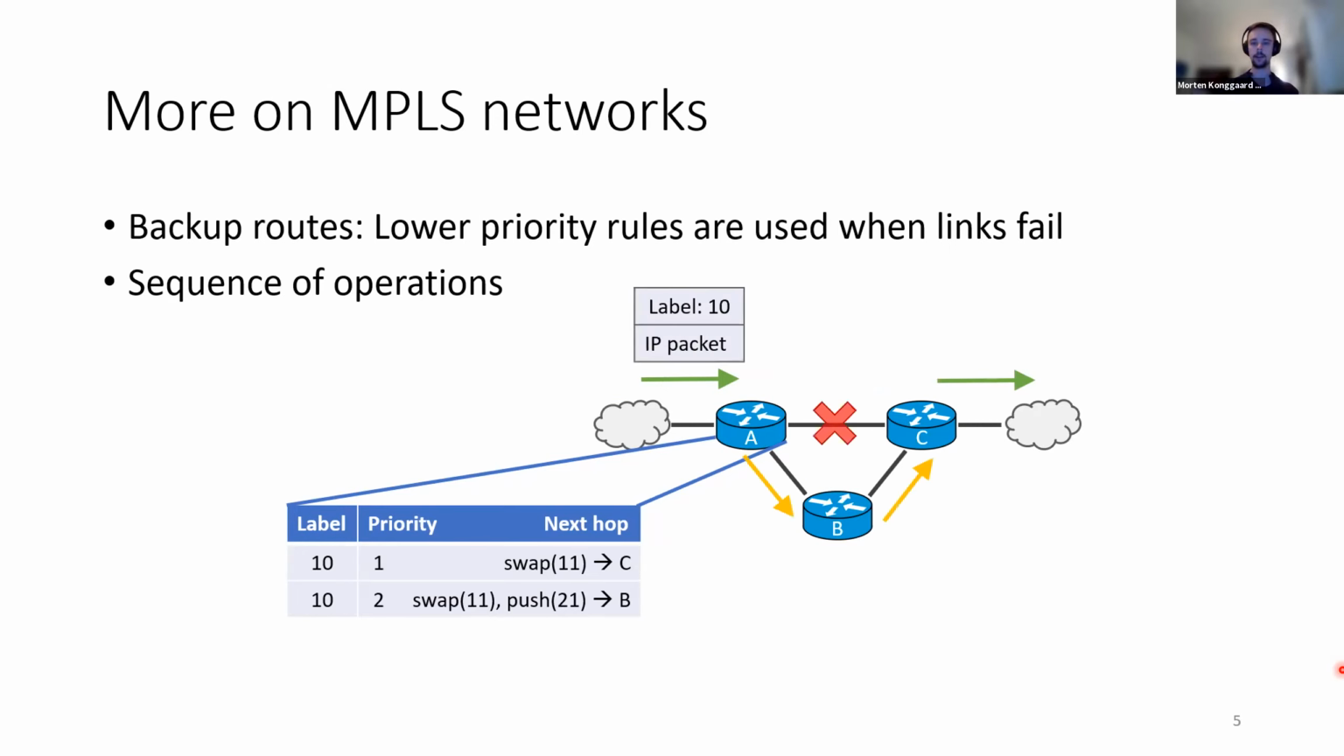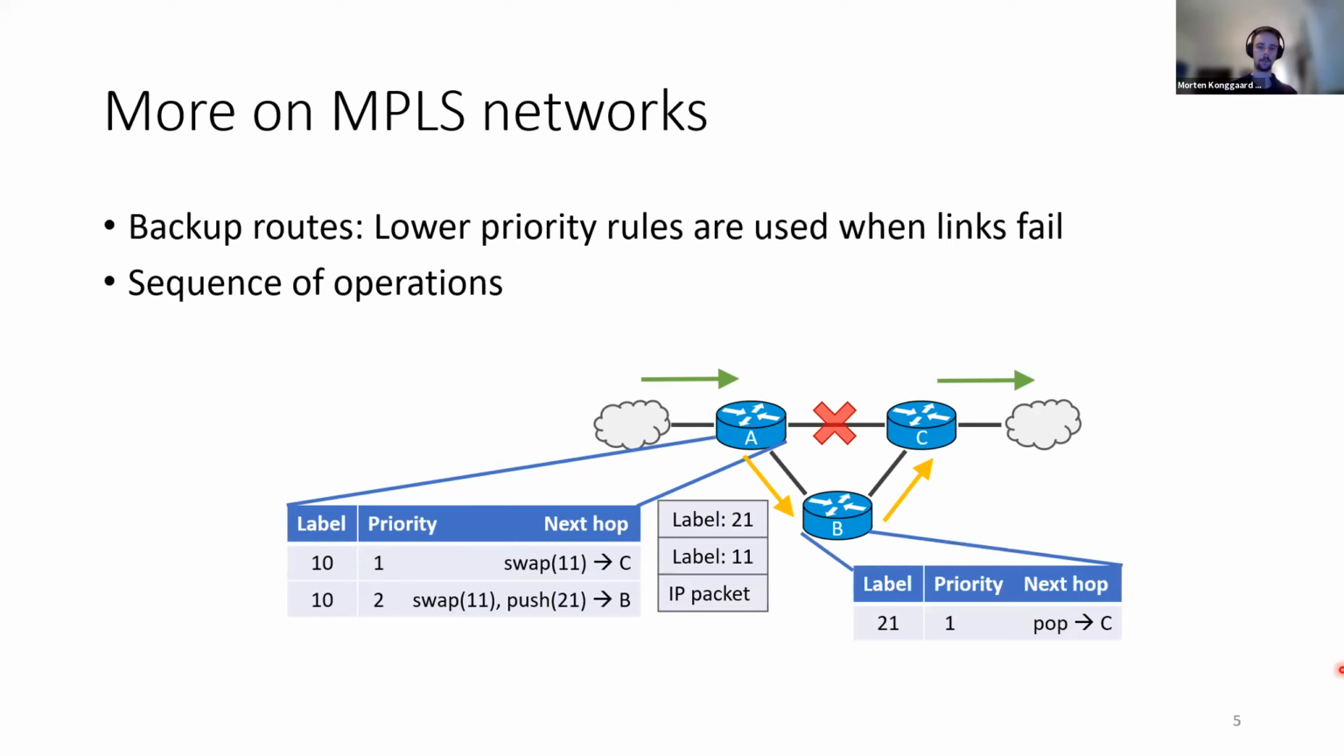However, if there's a failure on this link from A to C, the router A will locally detect this, and it will immediately switch to the second priority, like this backup path, where it now performs two operations, both swaps and pushes, and the packet is routed through this backup path. So this is a technique they use to provide resilience in these networks. And we need to be able to model this when we want to verify things. Also note that we have a sequence of operations at each router.